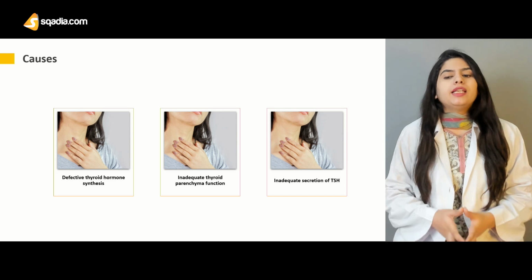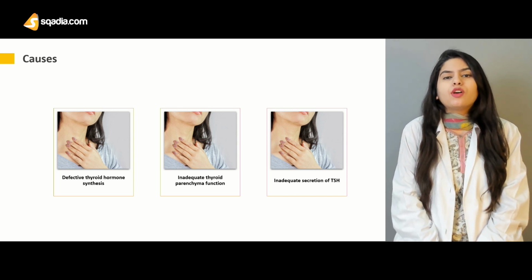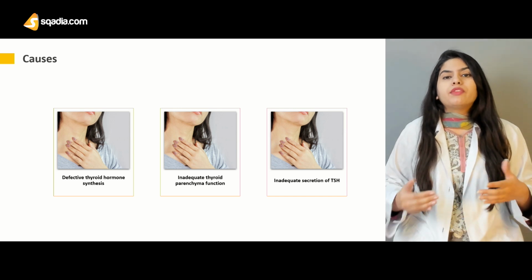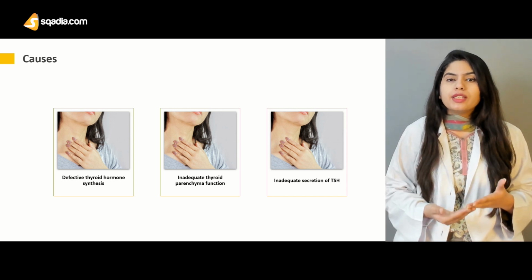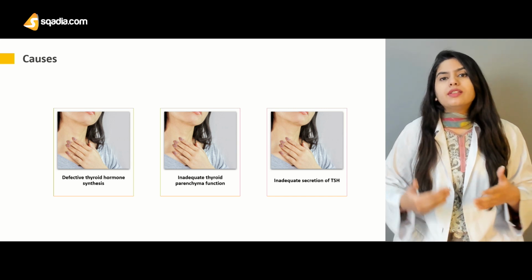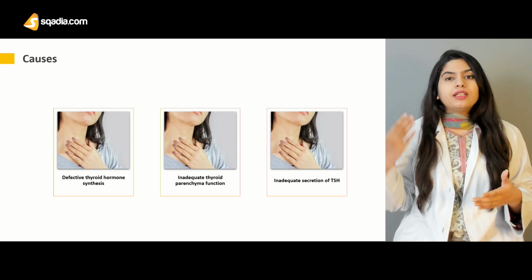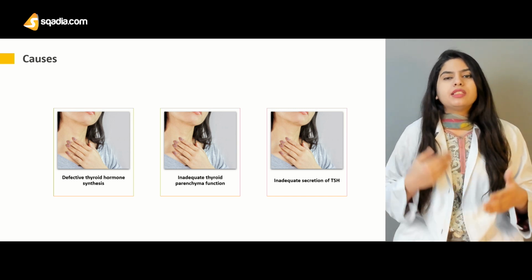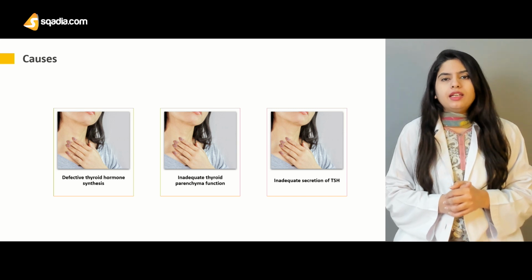Then again, inadequate secretion of thyroid stimulating hormone. This inadequate secretion can be due to some defects in the pituitary hormone. There can be a disease of the pituitary gland, or there can be some defects, central causes, that cause a decrease in the TRH level and ultimately a decrease in the TSH level.